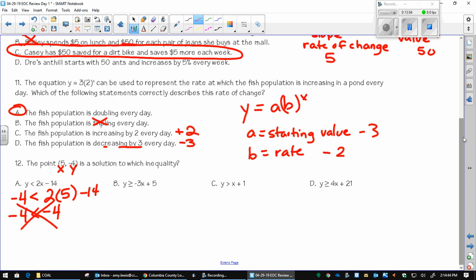So I'm going to move over here and try again. -4 greater than or equal to -3 times 5 plus 5. So what I have here is -4 is greater than or equal to -10. And of course we know that that is a correct answer.